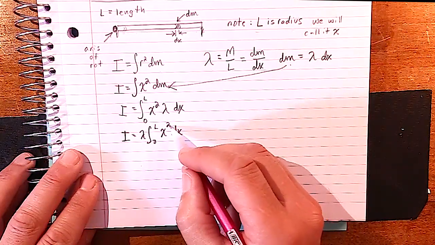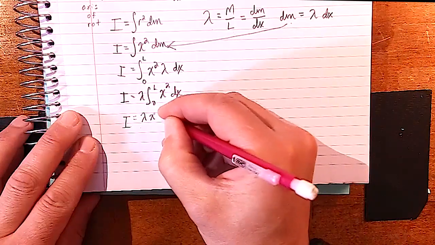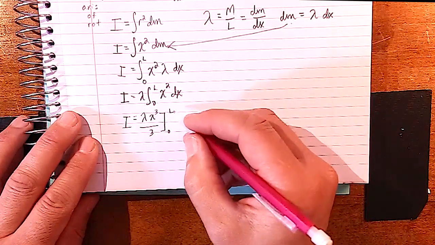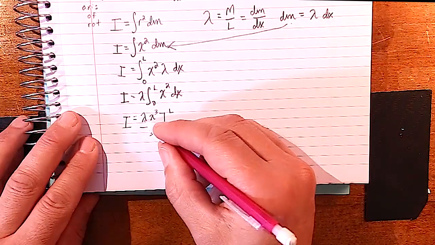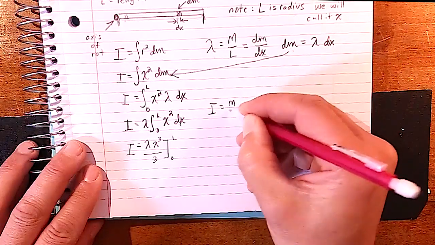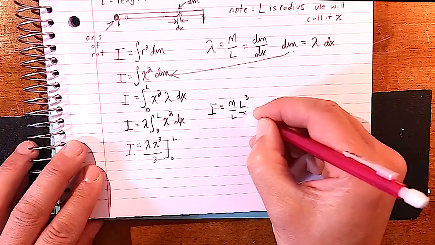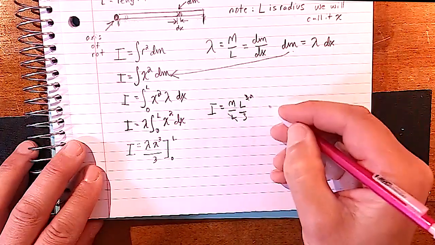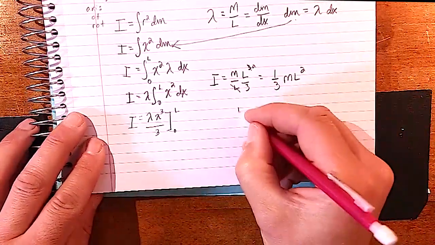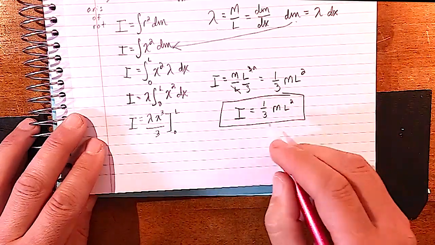So now apply our integral, add 1, divide by the new exponent. So that becomes I is equal to lambda x cubed over 3 from 0 to L. So we just put in our L, and we also know that this is m over L from before. So we can say I is equal to m over L, that's our lambda, and then we put in L for x, so that becomes L cubed over 3, and one of our L's will cancel, that becomes a 2. So that is I is equal to 1/3 mL squared. So what is this? This is the moment of inertia of a bar of uniform density pivoting around its end.